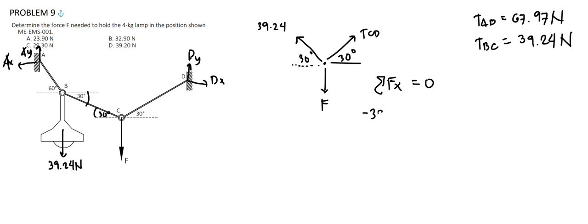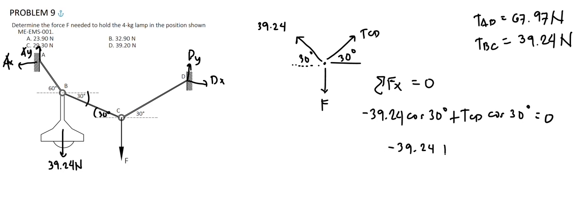So negative 39.24 cosine 30 degrees plus tension CD cosine of 30 degrees is equal to 0. Dividing both sides by cosine 30 degrees, we get negative 39.24 plus TCD is equal to 0. Therefore, TCD is basically equal to tension BC. That is 39.24. Actually, you don't really need to solve this because you can notice by symmetry that the horizontal forces must be equal.